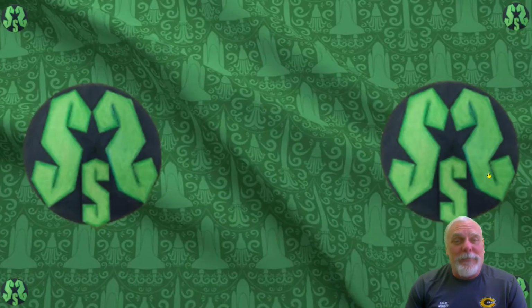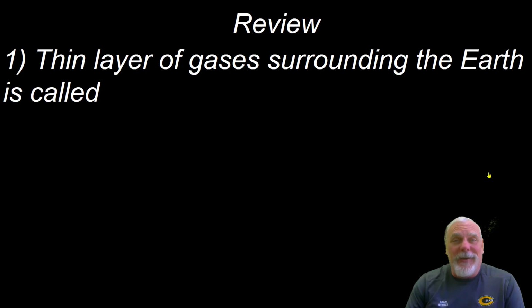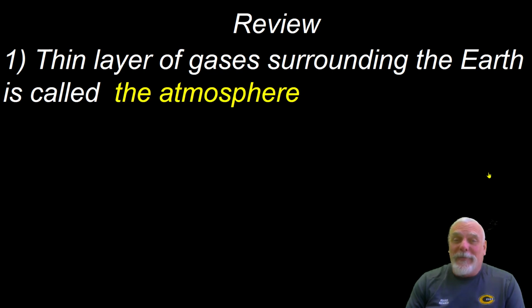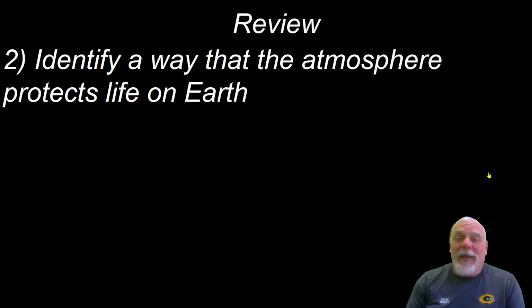All right, now we learned some stuff. Let's go ahead and do a quick review of what we've learned today. The first question is, the thin layer of gases surrounding the Earth is called, 3, 2, 1, the atmosphere. That's right. I'm sure you got that one right. Identify a way that the atmosphere protects life on Earth. More than one possible answer on this one.